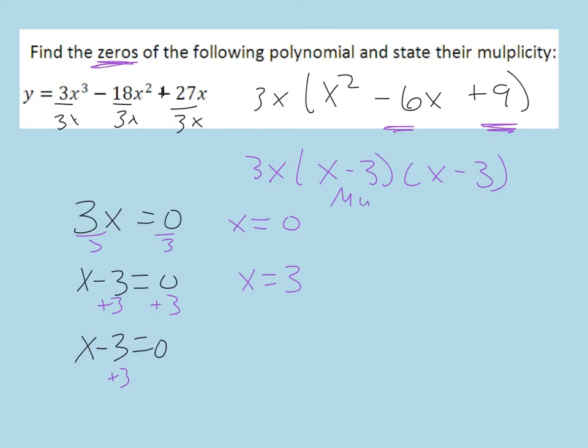So I'm going to write my multiplicity. For this first one, this would just be 1. There's only one 0 here. When I look at this, there's no square, there's no cube, there's only one x there. So that has a multiplicity of 1. Where x is equal to 3, there were 2 of those, so this would have a multiplicity of 2.